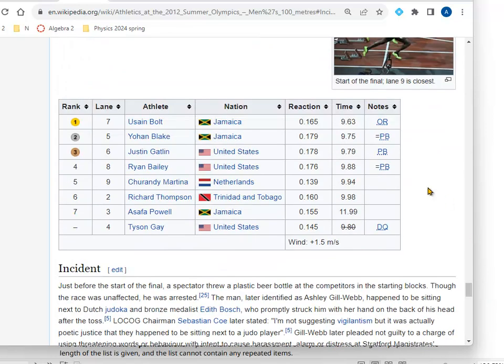So here, of course, it matters who is coming in first, second, third, gold, silver, bronze. So you have to use a permutation on this one here. Usain Bolt, Ewan Blake, and Justin Gatlin won the 3 medals, so you have to do a permutation, 3 out of 8. Notice that there were 8 starters on this one.